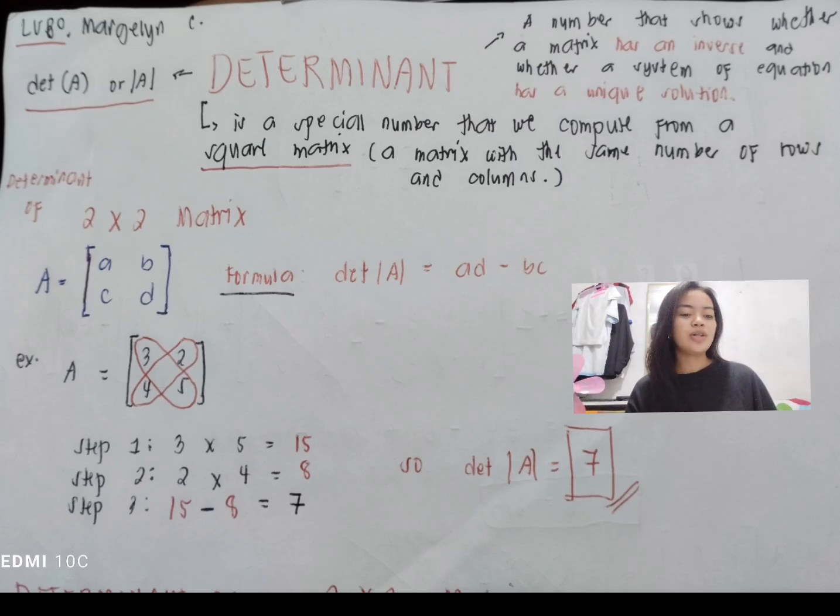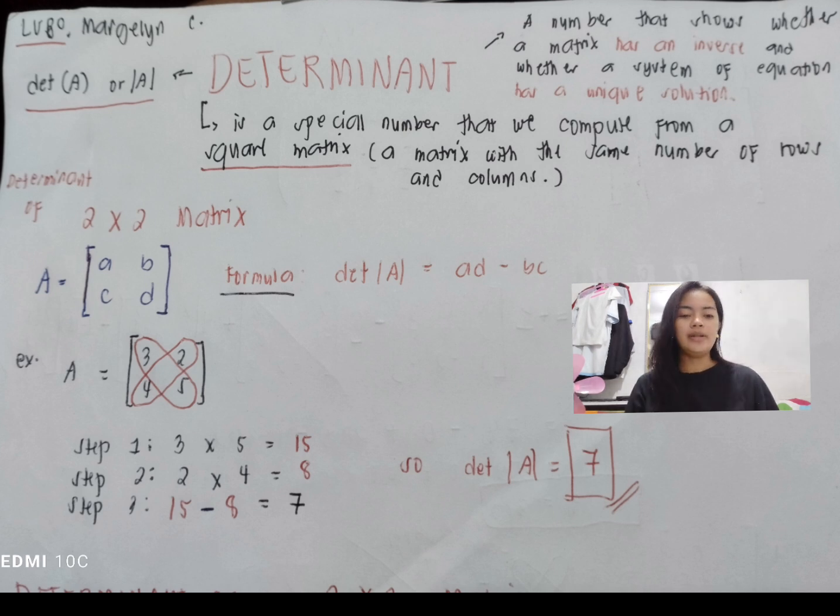Today I will be sharing with you how to get the determinant of a 2 by 2 matrix, a 3 by 3 matrix, and of course, the determinant of a 4 by 4 matrix. But before that, what is a determinant?